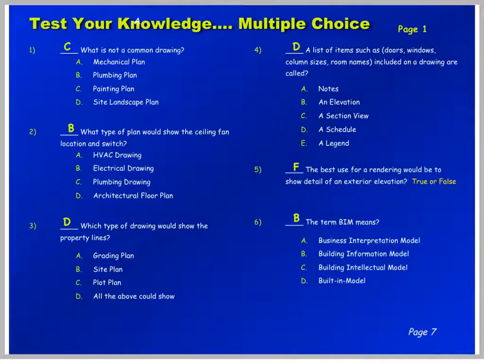Now let's review. Number 1. What is not a common drawing? C. A painting drawing. Number 2. What type of plan would show the ceiling fan location and switch? B. An electrical drawing. Sometimes you might find them on an architectural simple floor plan. Number 3. Which type of drawing would show the property lines? D. All the above could possibly show it. A grading plan, site plan, and if it was specific, it would be a plot plan.